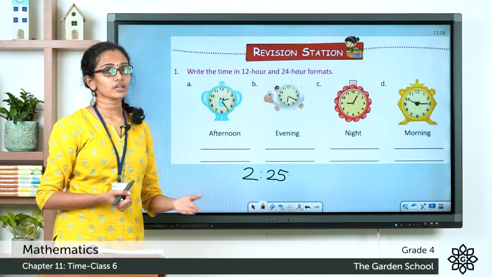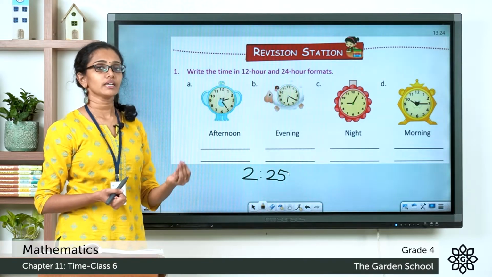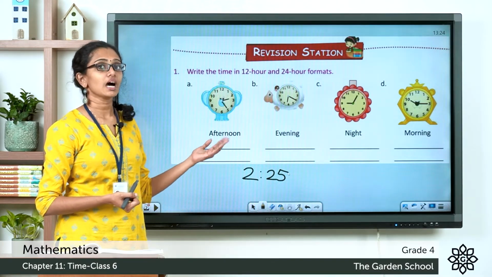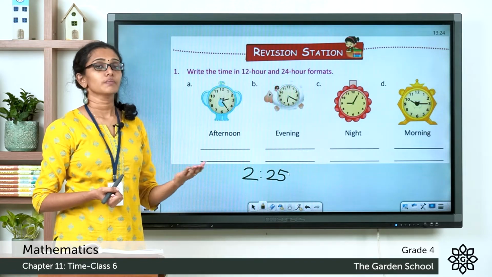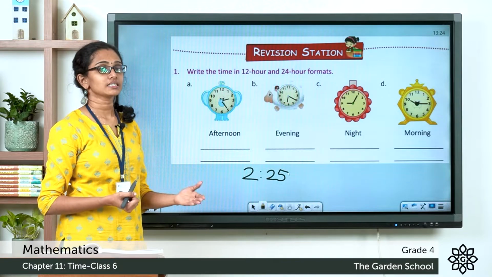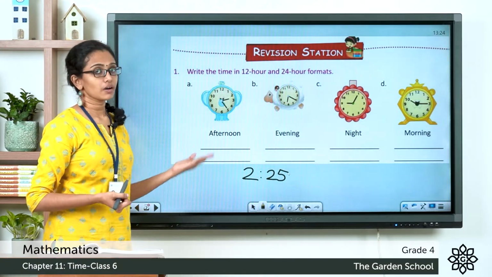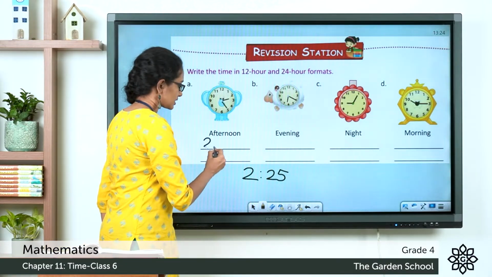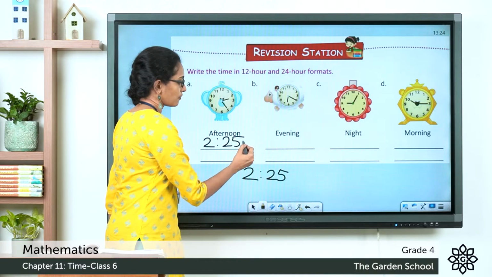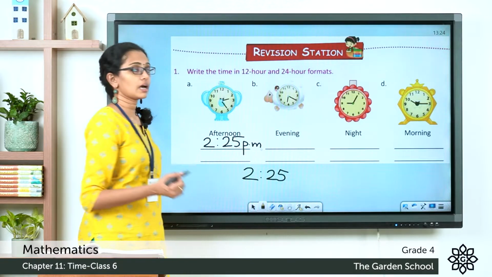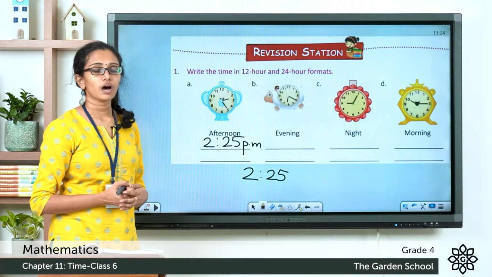In the 12-hour clock, we use either AM or PM to refer to the exact time. Since it is afternoon, which is after 12 o'clock in the noon, we use PM to indicate that it is the afternoon. So, what is the time here in 12-hour clock format? Here, the time in 12-hour clock format is equal to 2:25 PM.